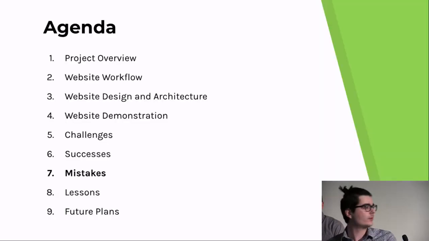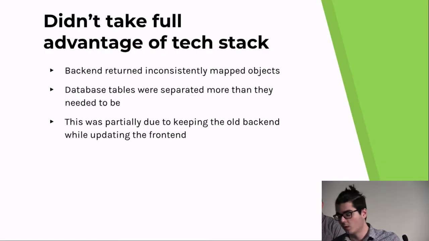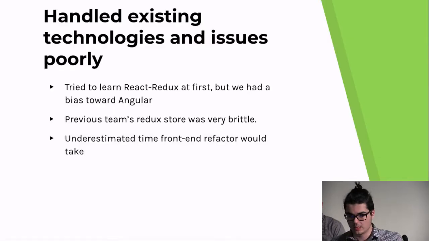Some learning points from the project. One thing is that we didn't really take full advantage of what our tech stack was doing. Constantly between the front end and back end, when you'd get an object returned, it would be the same object but with different names, so there wasn't really a way we could fix that. And in a lot of the database tables, there were dual things. A lot of those tables could have been merged, which would have made things a lot simpler and easier.